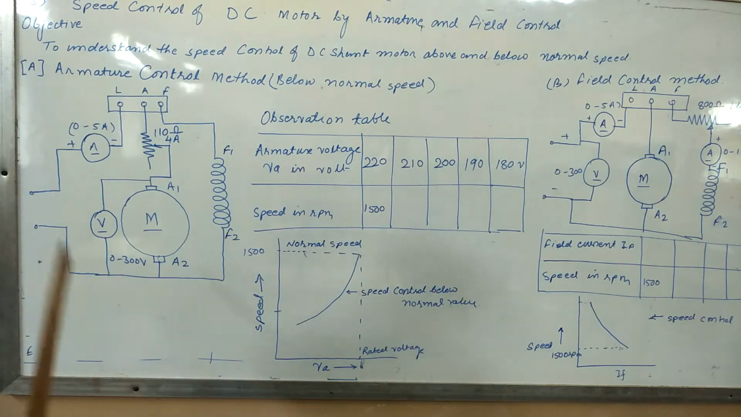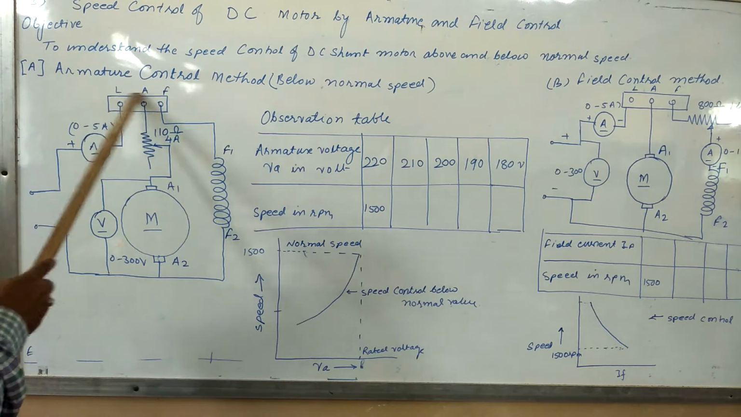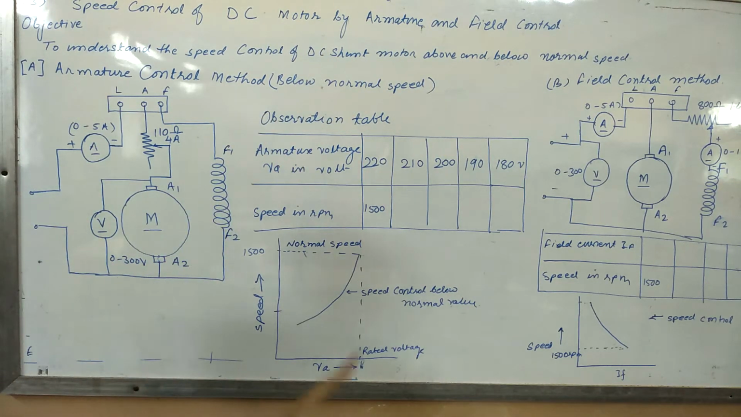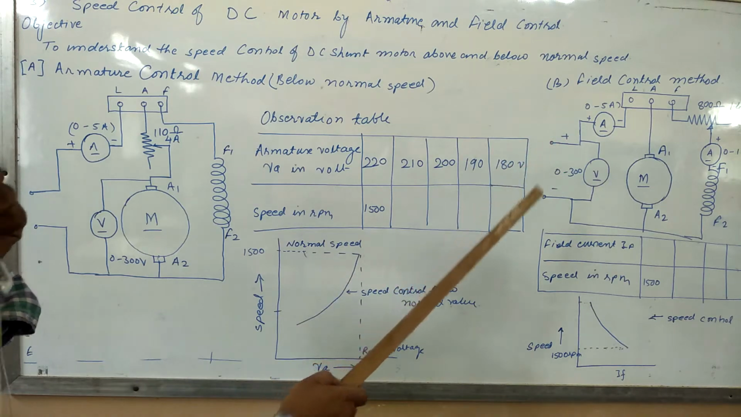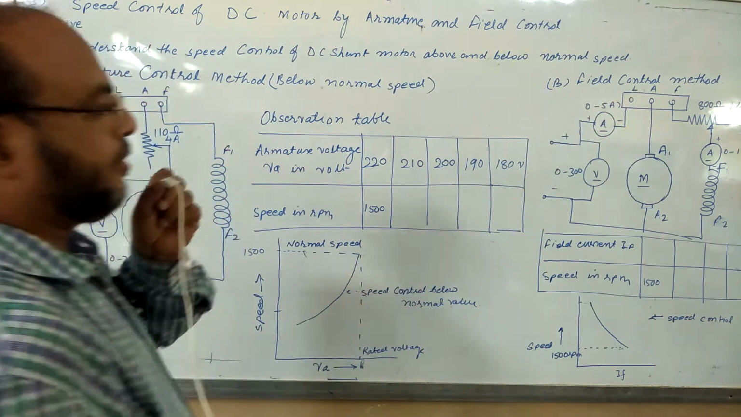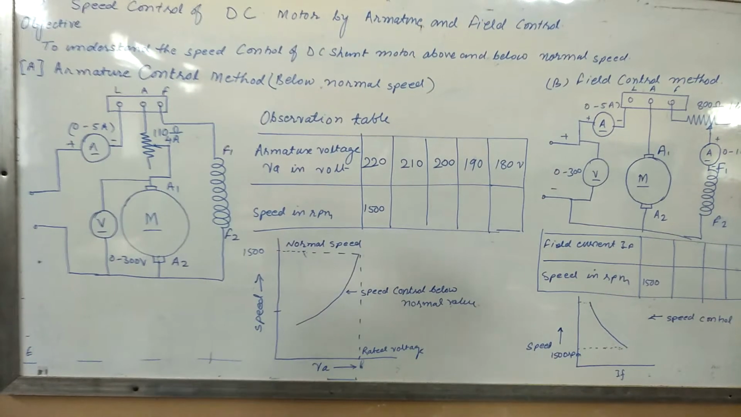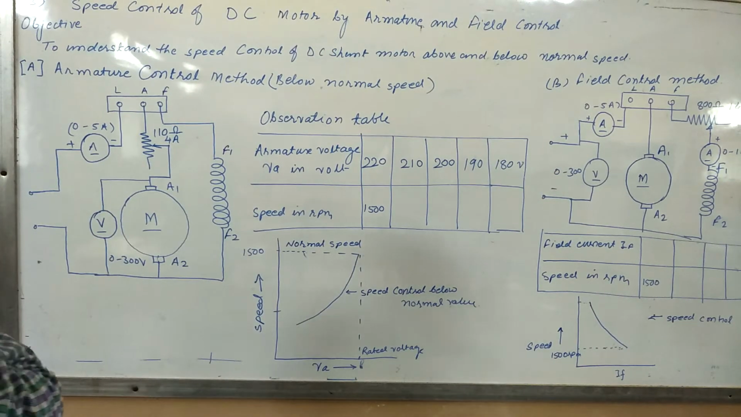Now see here, the objective of the practical is to understand the speed control of DC shunt motor below and above normal speed. The first part is the armature control method, which is used for below normal speed, and the second part is the field control method, which is used for above normal speed. For this we have to understand the formula for the speed control.